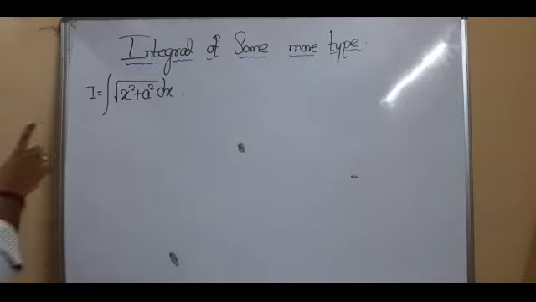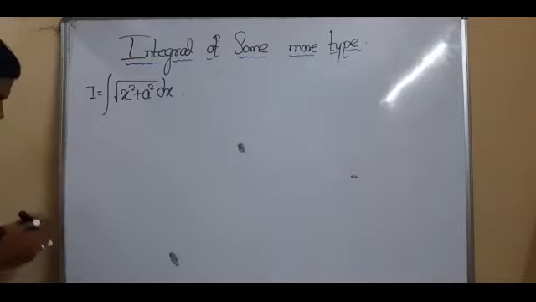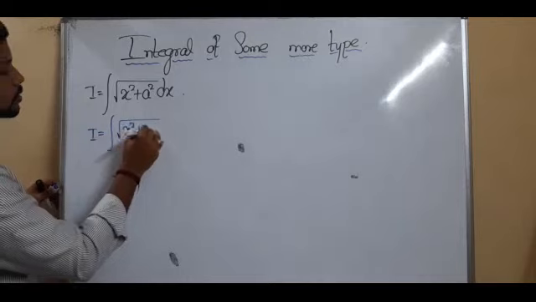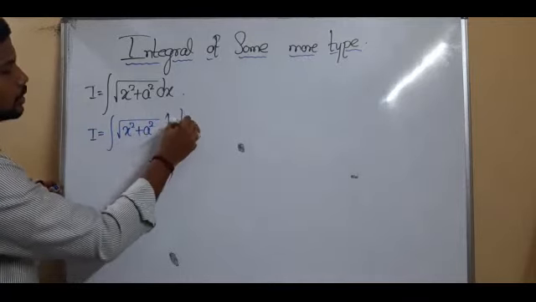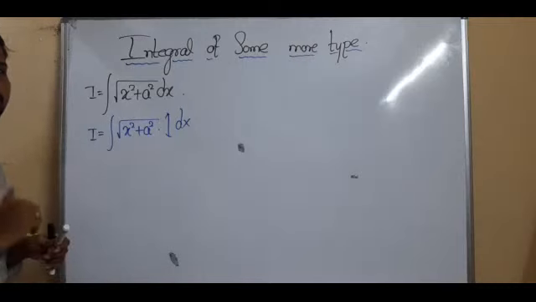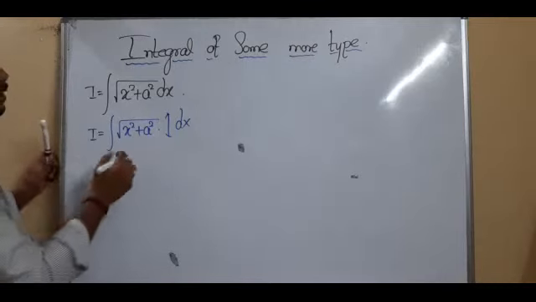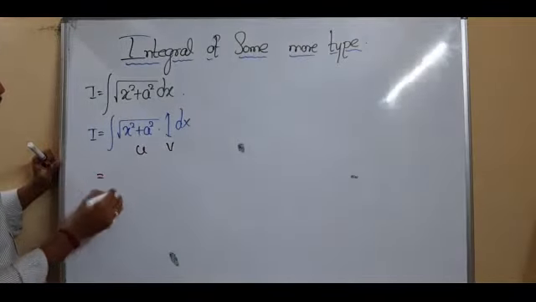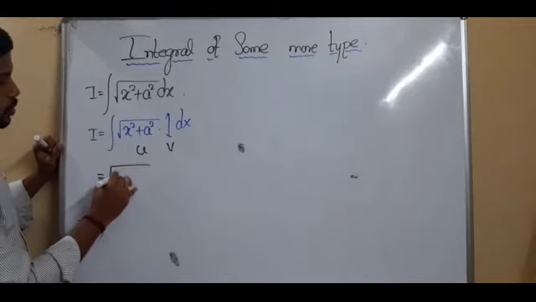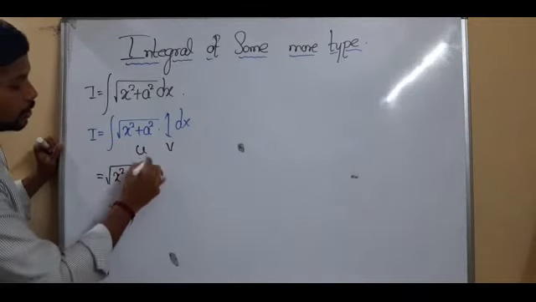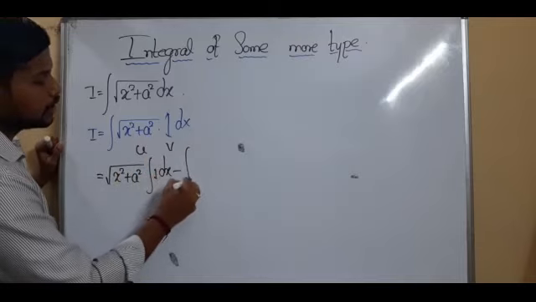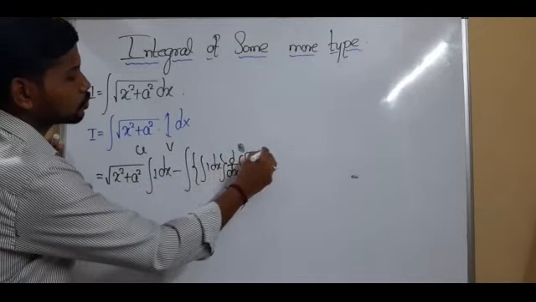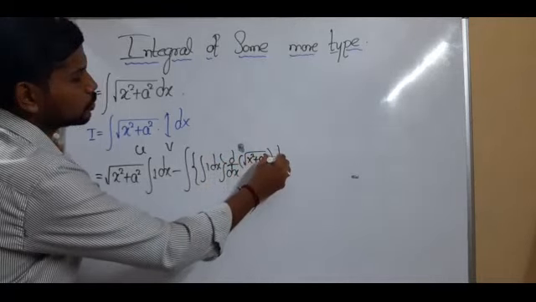I'd like to derive the formula for the integral of square root of x square plus a square. This given function can be written as the integral of square root of x square plus a square into 1 dx, because we don't know directly how to integrate it. That's why I'd like to apply u into v, that is integration by parts. What is the integration by parts? That you are familiar with: square root of x square plus a square times the integral of 1 dx, minus the integral of, in brackets, the integral of 1 dx times d by dx of square root of x square plus a square, into dx.